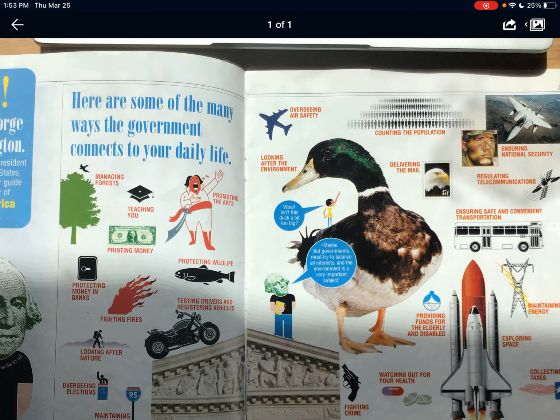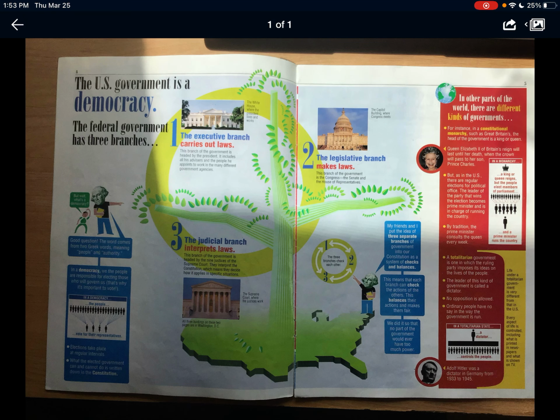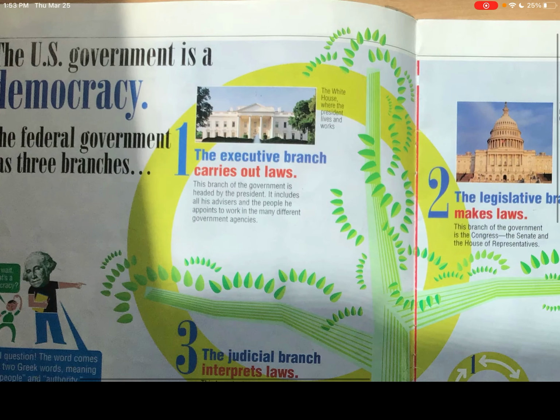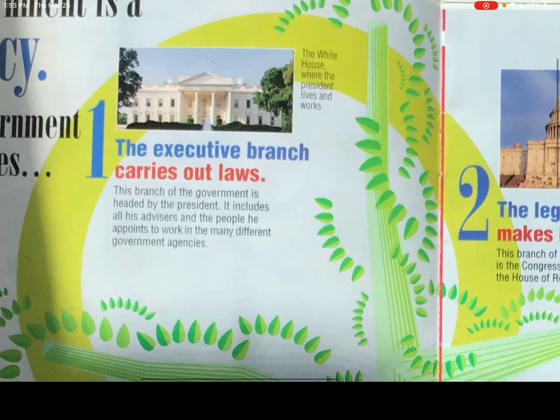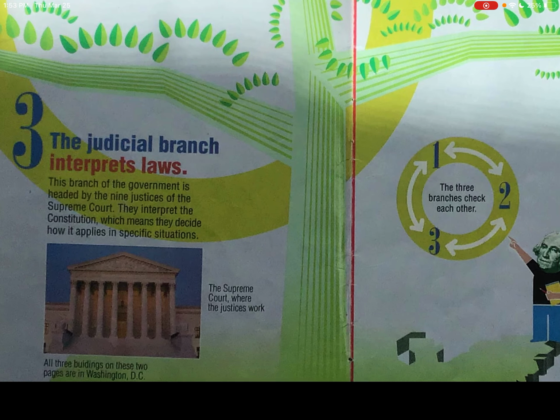All right, number 2 then. You're supposed to use pages 4 and 5 to answer the following questions. What are the 3 branches of the government called? Okay? Well, take a look right here. Our form of government is called a democracy. The federal government is broken up into 3 branches. There's branch number 1, there's branch number 2, and there's branch number 3.